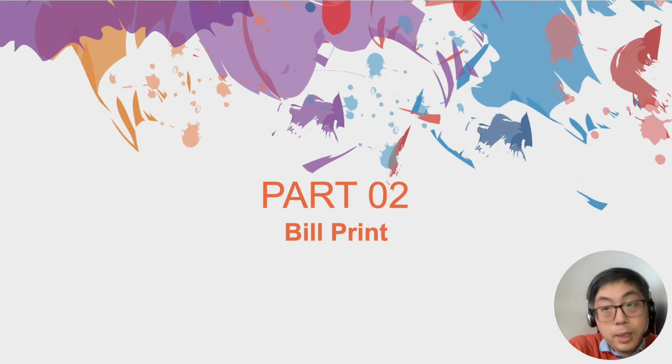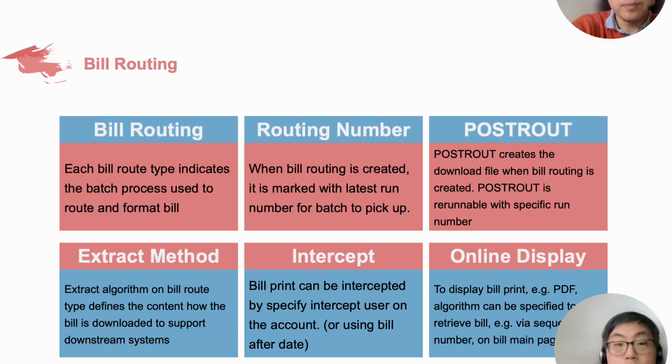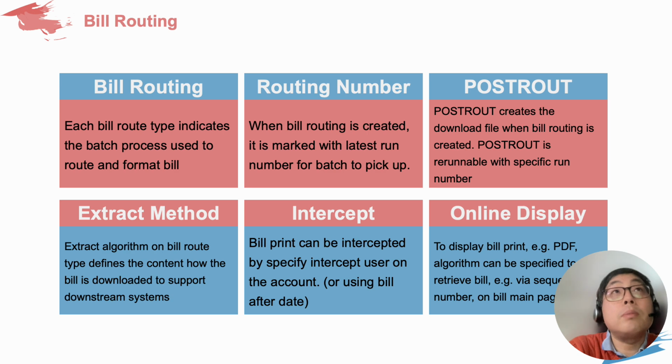Okay, so we have gone through this bill completion process again, and the last part of the bill, well, maybe you can treat it as a separate process. After the bill is completed, bill print starts, and this is where the bill is actually sent to the customer. As we mentioned, bill routing controls how the bill is printed. We're going to talk about a few key points on this page.